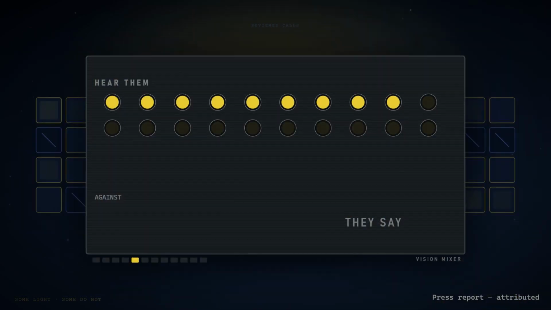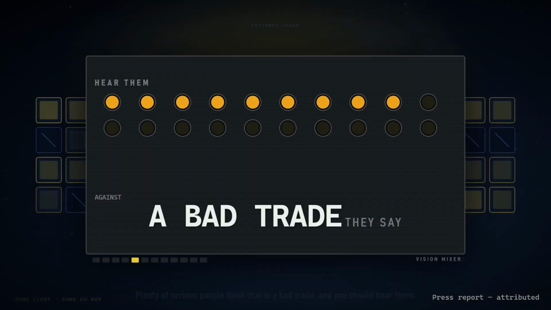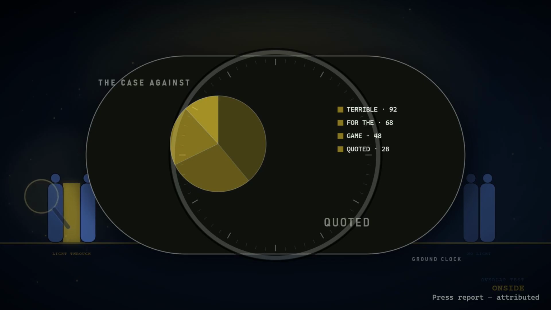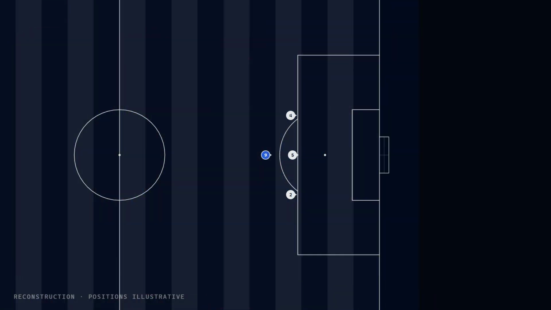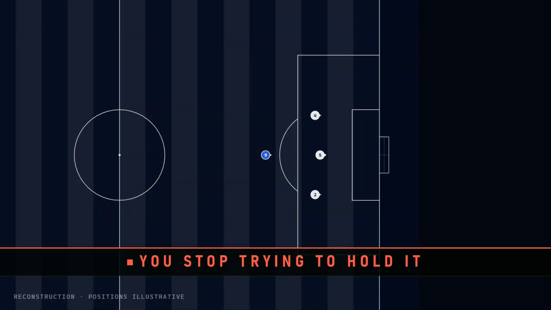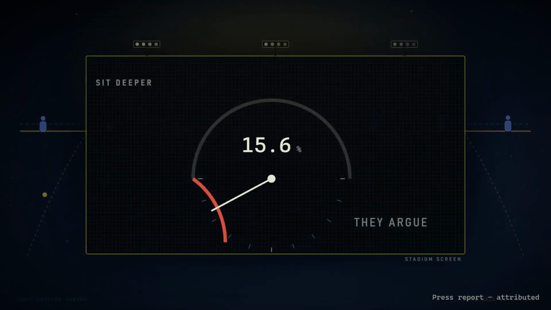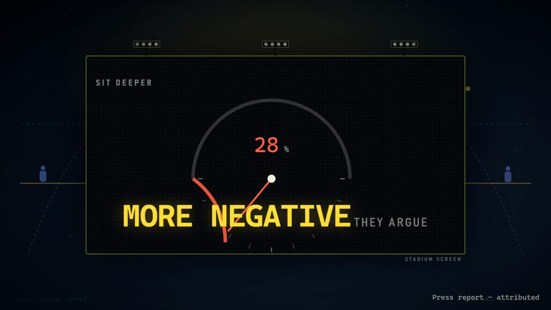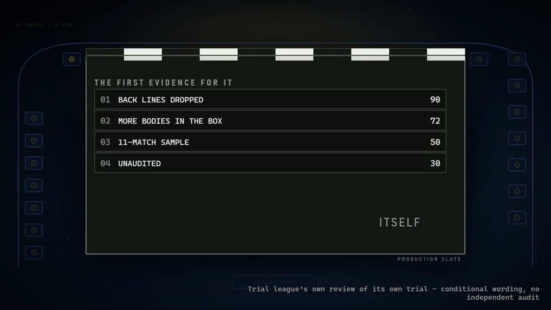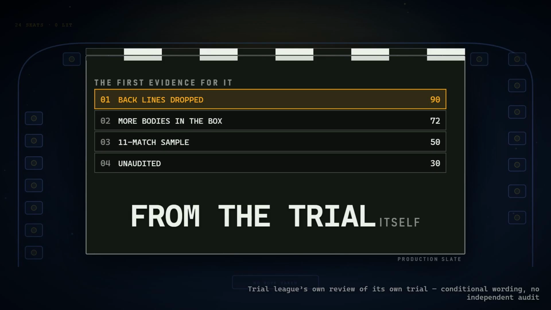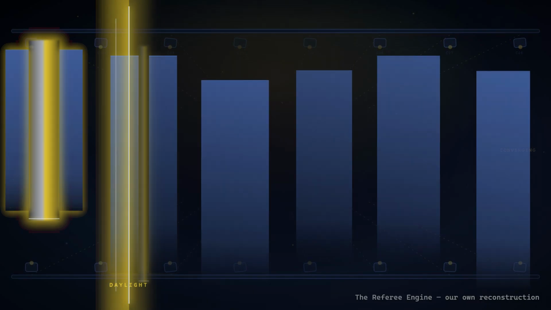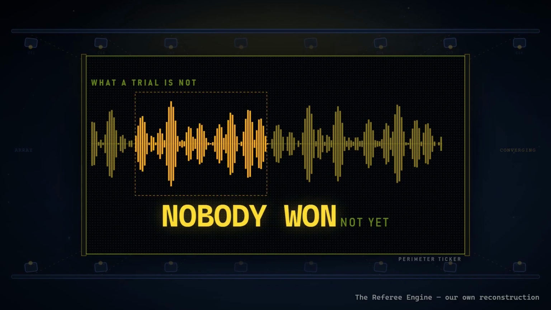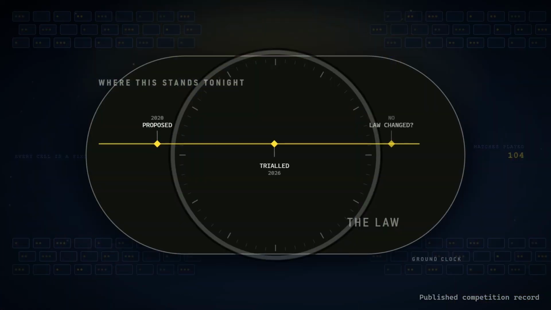Plenty of serious people think that is a bad trade, and you should hear them. Jamie Carragher, when the idea last surfaced, said daylight offside will be, quote, terrible for the game. His argument, if you cannot hold a line, you stop trying. You sit deeper. Football gets more negative, and you have just seen the first evidence in his favor from the trial itself. The backlines dropped. He may be right.